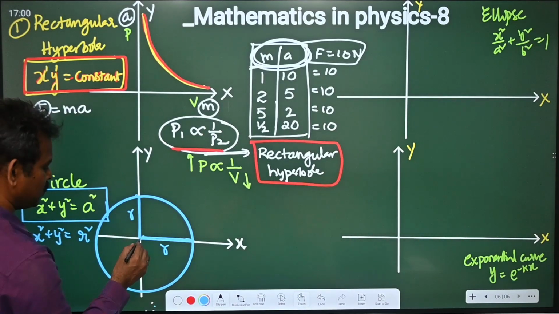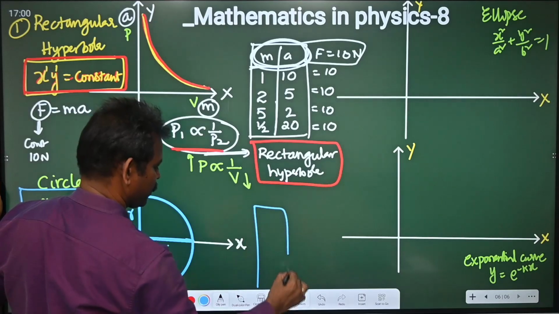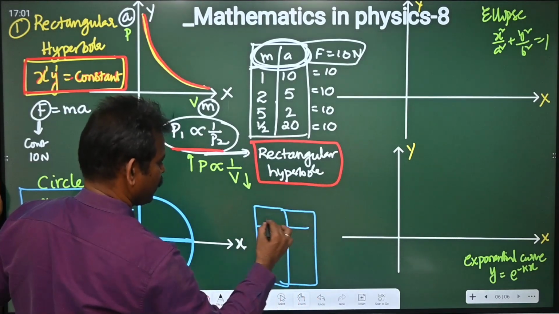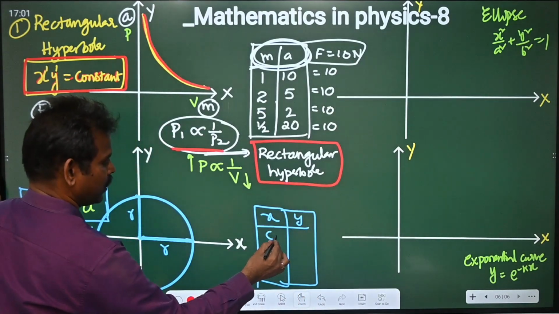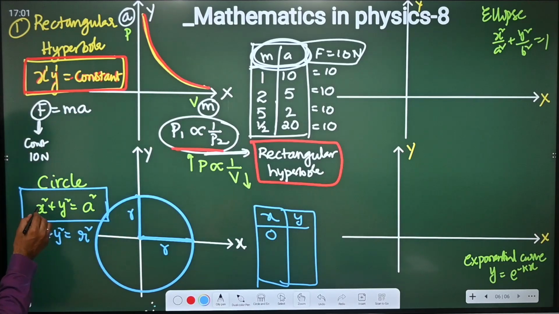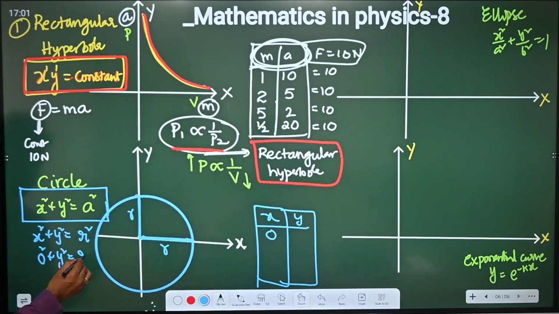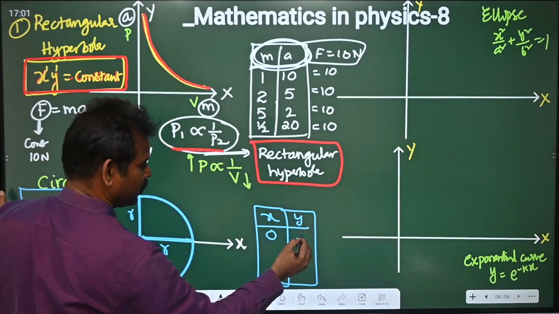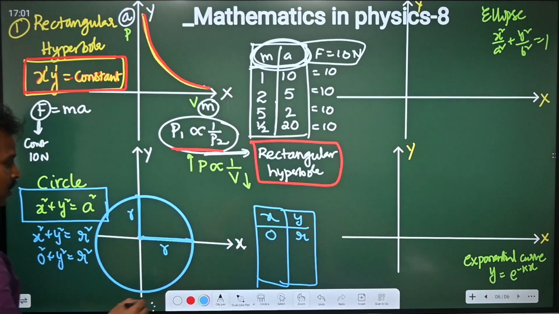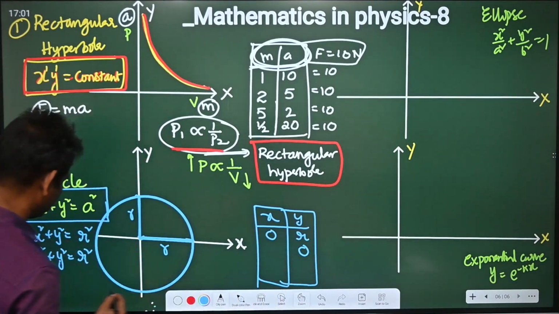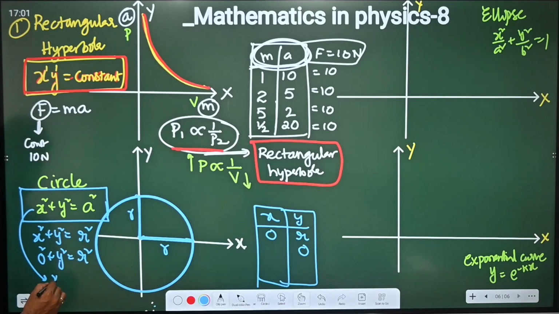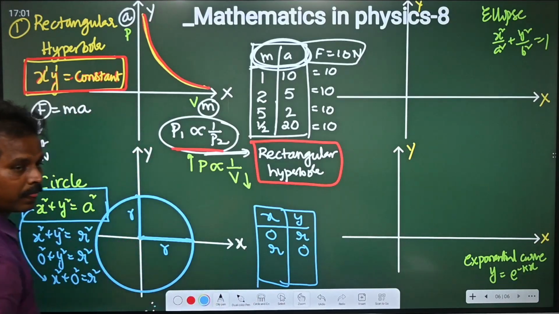If you take any value, suppose x is 0, now keep this 0 square plus y square is equal to this r square, that means y is equal to r. So when x is equal to 0, y is equal to r. Similarly, if you take y is equal to 0 and substitute in the same equation, x square plus 0 square is equal to r square, and x will become r.